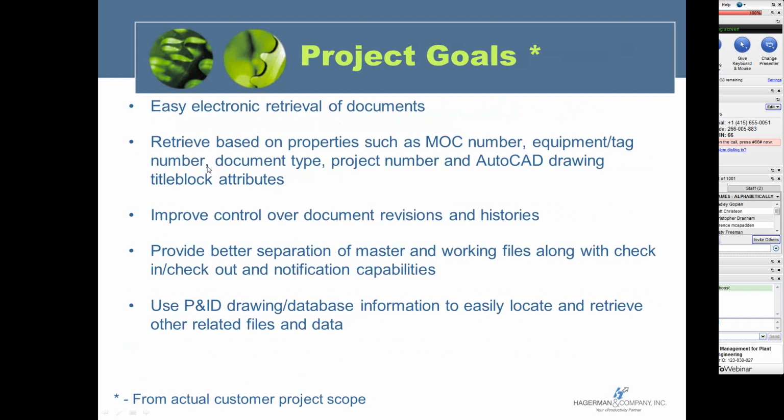So for this particular customer, their goals were to have easy electronic retrieval of documents. So somebody in any department that needs a document can type in search parameters and immediately find the document they need, knowing that it's the current document. They want to retrieve documents based on meaningful properties such as MOC number, equipment or tag number, document type, project number, or information out of their CAD title blocks. And to improve control over document revisions and histories so they can go back to past revisions if necessary.